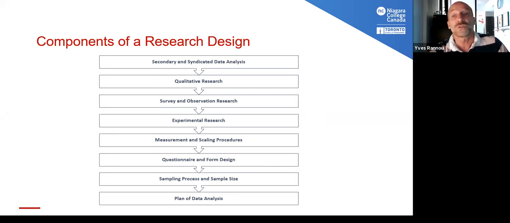So when you think of a research design, the book goes into a lot more detail. My goal is not to repeat everything the book says, but to bring examples on top of what you will see in the book and in the PowerPoint. Usually it starts with secondary research or syndicated research as well. We're going to talk a bit more about what secondary and syndicated research are tonight.